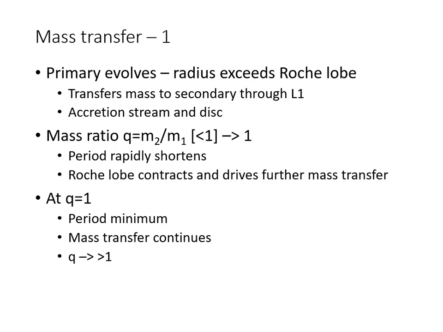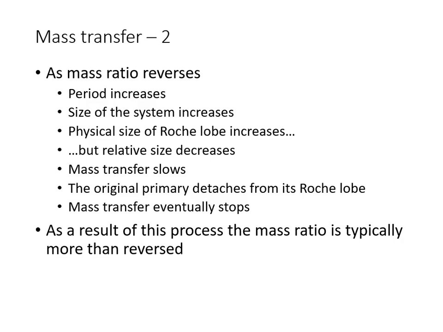When the mass ratio reaches equilibrium, so both stars have the same mass, you get a period minimum. The mass transfer continues, and then the mass ratio slowly reverses. When you get to that stage, the period increases. The size of the system begins to increase again, and with it, the physical size of the Roche lobe increases, but the relative size of the Roche lobe decreases because the original primary is still losing mass.